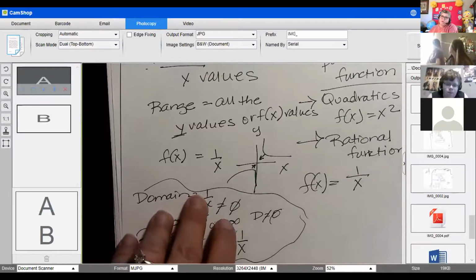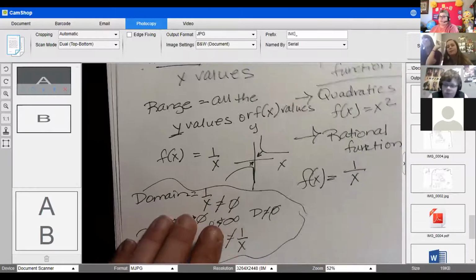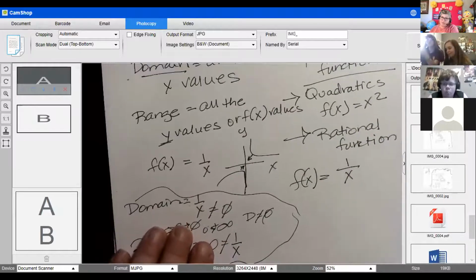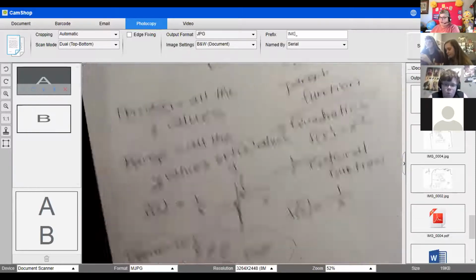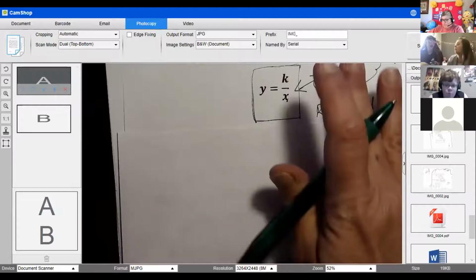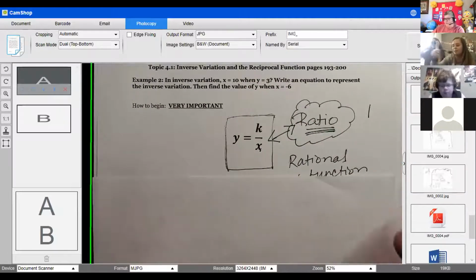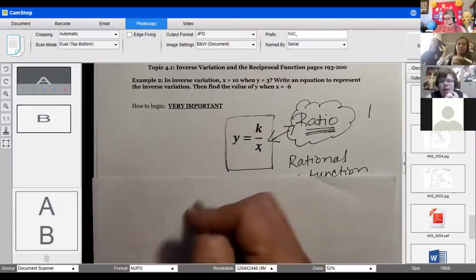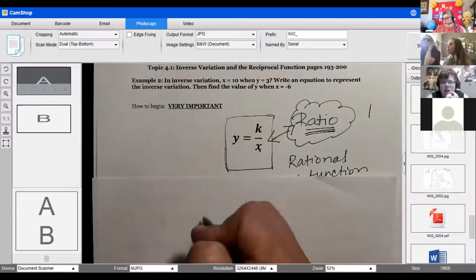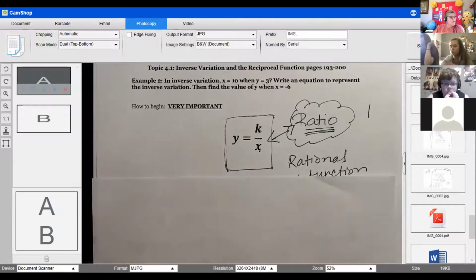Are there any questions up to this point? All right. So this is information. Now let's go back to testing for rational functions. Jonathan, how you doing? Pretty good.